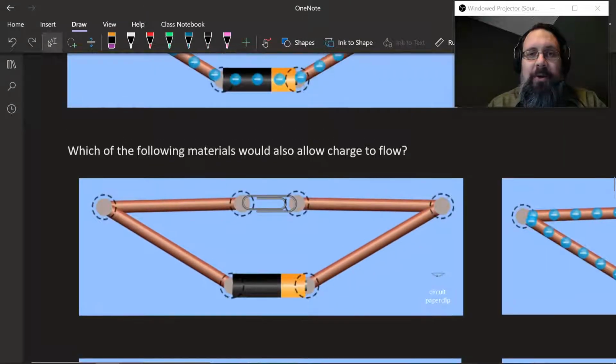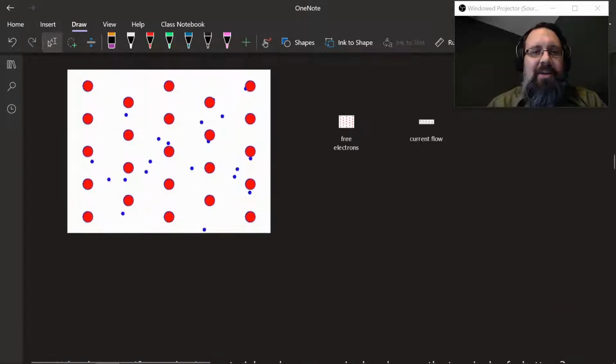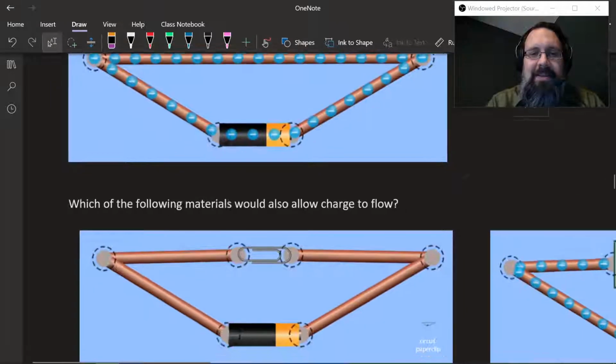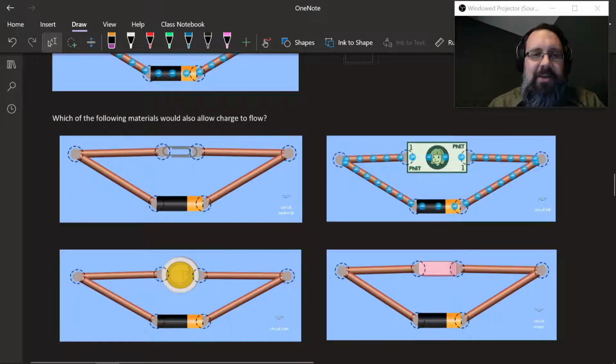All right, so in order to do that, the material has to be what's called a conductor. It has to be able to allow charge to flow through it. So looking at these pictures here, which of these would also allow charge to flow? So here you have a paper clip, we have a dollar bill, we have a metal coin, and we have an eraser. So I want you guys to just think to yourselves, which of these will allow charge to flow and which of these will not allow charge to flow?